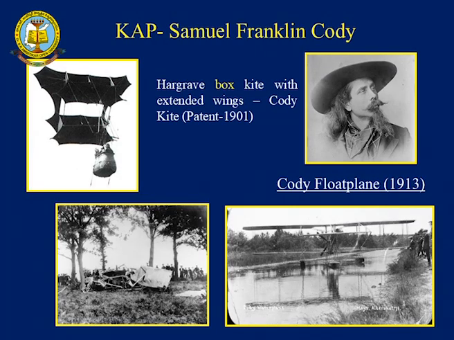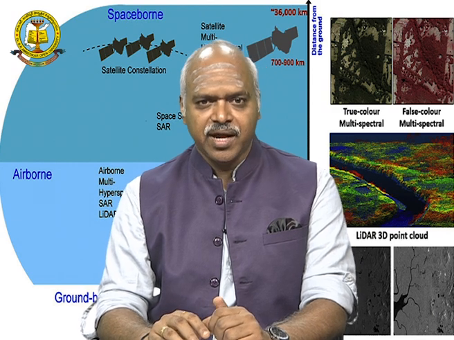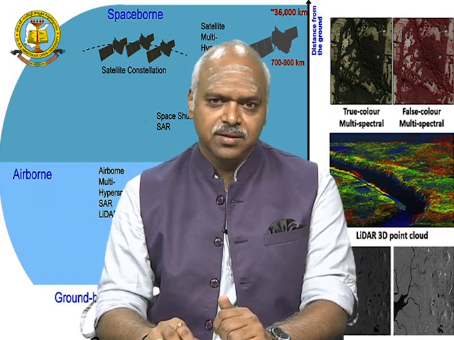Then later, as a continuation of his experiments, Cody designed a float airplane, and while testing this in 1913, he, along with one more co-passenger, fell from a height of 200 feet and was killed in the incident. So, this could not be a successful invention. However, Cody's contribution related to kite aerial photography is noteworthy.